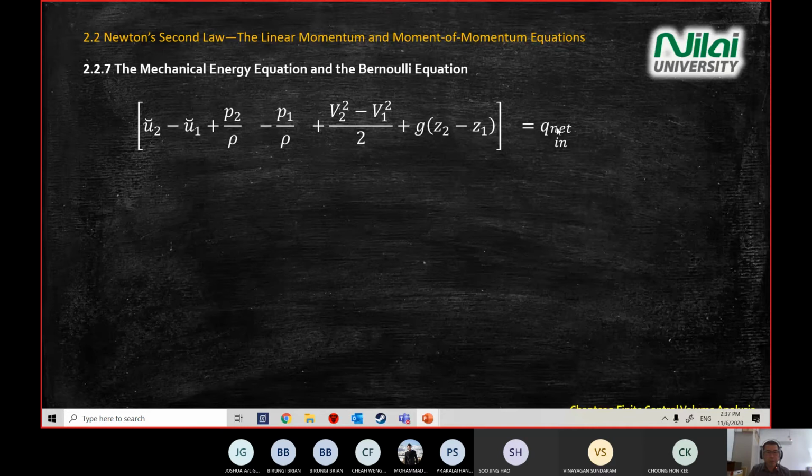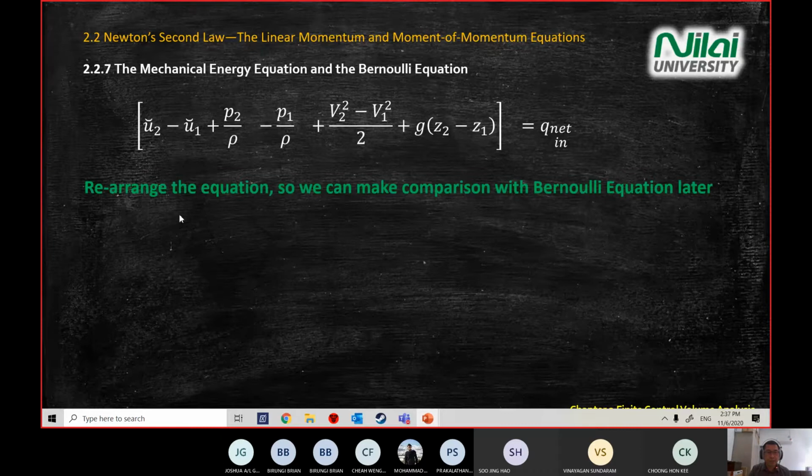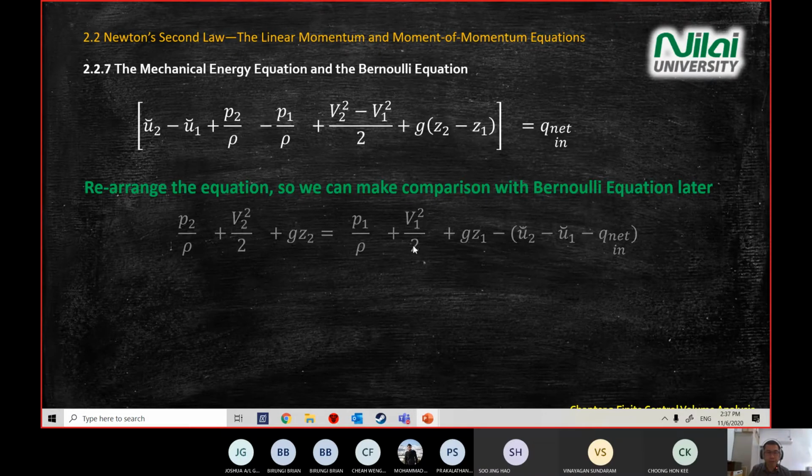Okay, so this is the equation when we take out the m dot on both sides. Then we need to rearrange this equation so that we can make comparison with the Bernoulli equation. So up to this stage, we're still looking at the mechanical energy equation, and then we put it into the structure that allows us to compare with the Bernoulli equation later.